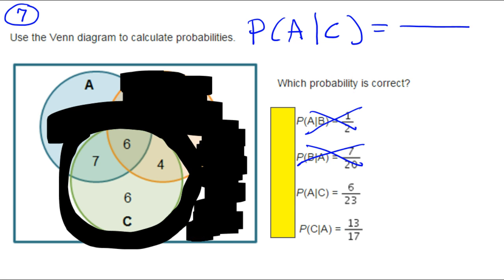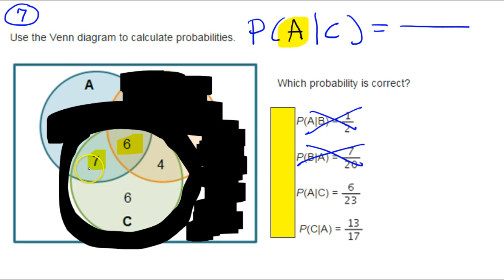So target over total. Our target is A out of a universe of C. So the 7 and the 6 are members of A within this universe of C. So these are the targets, and C is the universe. C is the total.